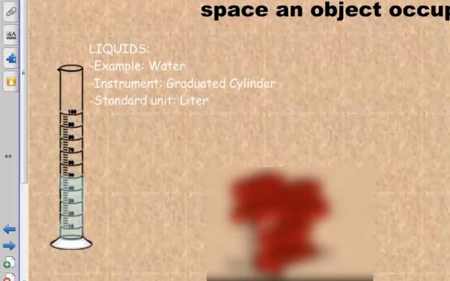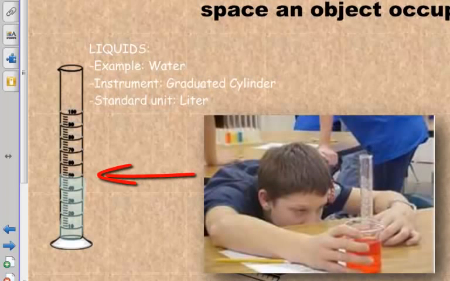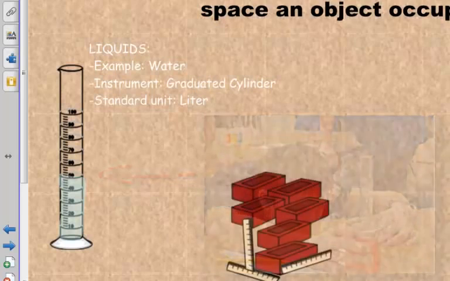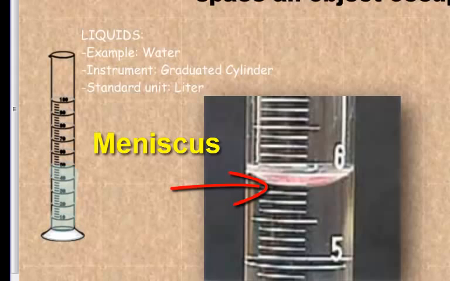To measure the volume of a liquid, you want to get your eyes right at the level where that liquid is. And that line that you're looking at is actually called the meniscus line. MENISCUS. You want to write that in your notes. And the meniscus line kind of looks like a smiley face. You want to look at the bottom of that smiley face to measure the volume of that liquid.